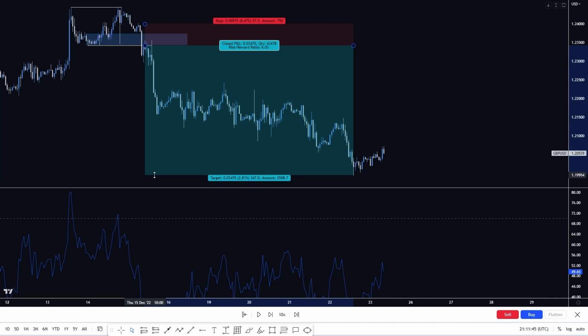So, of course, I wouldn't just trade these divergences on their own. I'd like to back them up with some kind of structural elements, whether that's break and retest, support and resistance, continuation patterns, candlestick patterns, everything that we've already been taught.